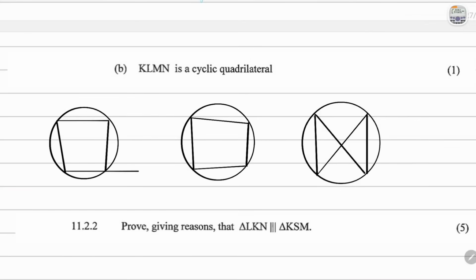And here they are. If we can prove that the exterior angle of this quad is equal to the opposite interior angle, then it is a cyclic quad. If we can also prove that the opposite interior angles add up to 180 degrees, then it is also a cyclic quad. And lastly, if we can prove that the angles in the same segment, meaning those angles at the circumference supported by that same chord or arc, are equal, then it's also a cyclic quad.